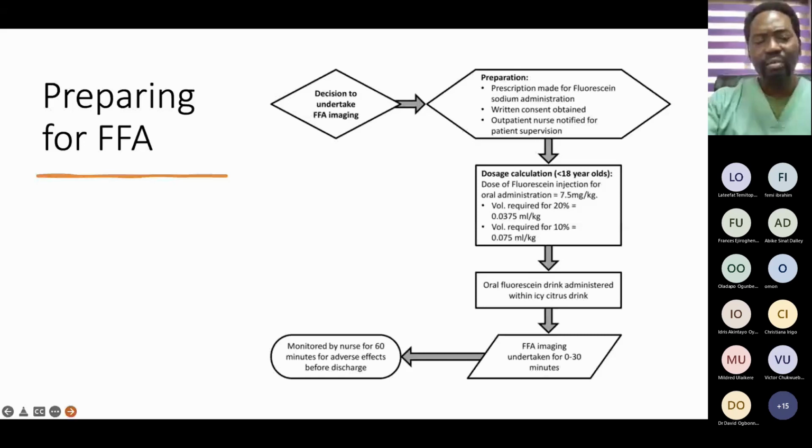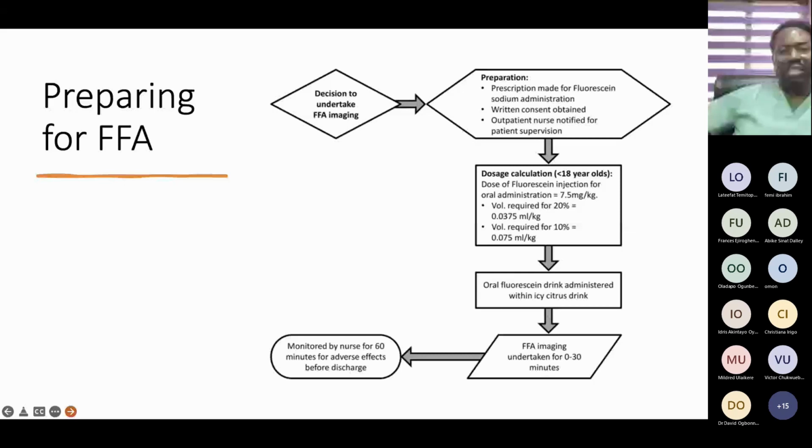The dose is usually 7.5 milligrams per kg, and you can calculate that based on the volume, depending on whether you are using a 20% or a 10%. Sometimes fluorescein can be given as an oral drink administered with an icy citrus drink. So the images are taken, and after the images, the patient is still kept for at least 1 hour to monitor them for adverse events.